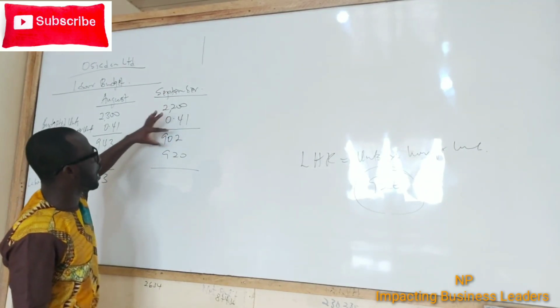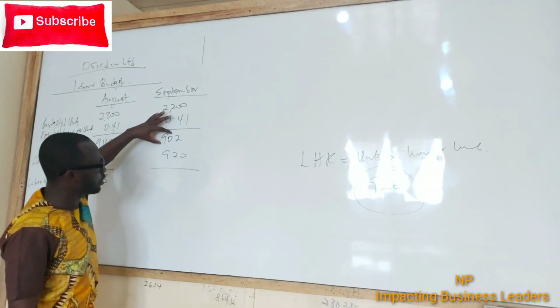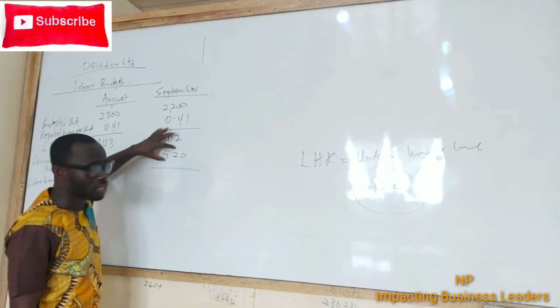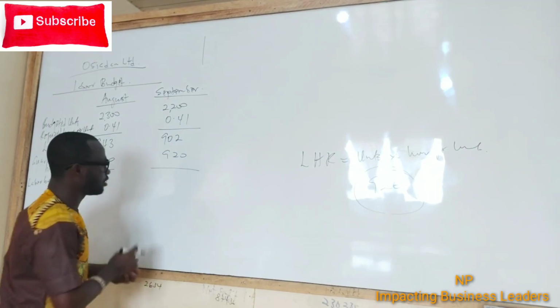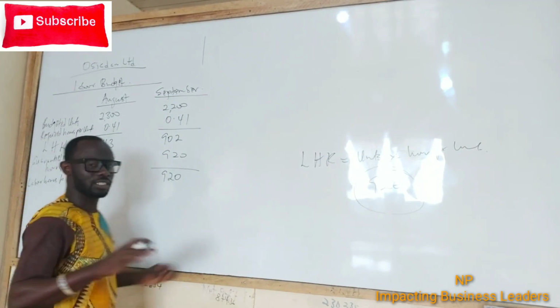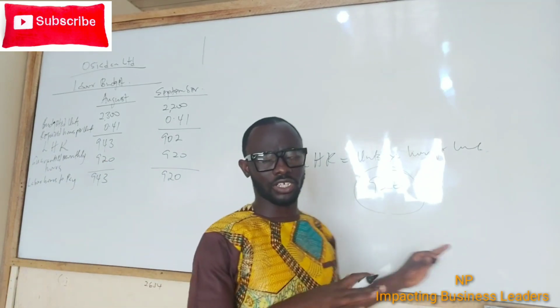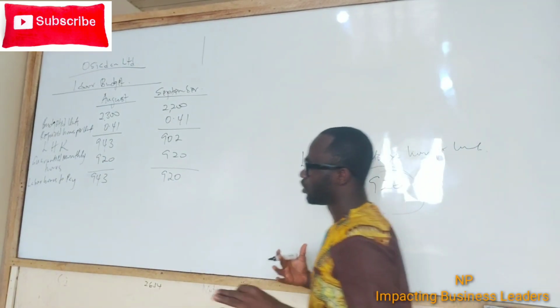Now, in September, we need only 902 hours, but we've guaranteed them 920. So since the guarantee is more than the hours required, we pay them using the guarantee, 920. Does it make sense? That is what I mentioned earlier in relation to the question.